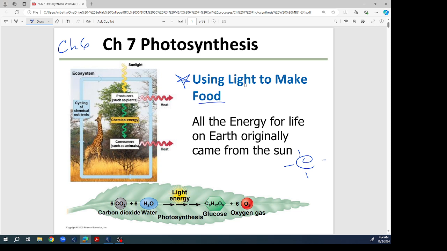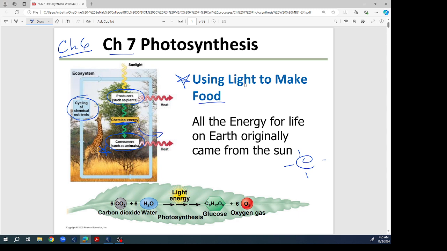This picture over here on the side echoes some of the things that we talked about right from the beginning of the course, where it really shows this cycling of chemical nutrients. And it also shows the relationship between cellular respiration and photosynthesis. And so we had talked about words like producers and consumers from the beginning. We're consumers down here. We take the chemical energy that producers put in and metabolize it.